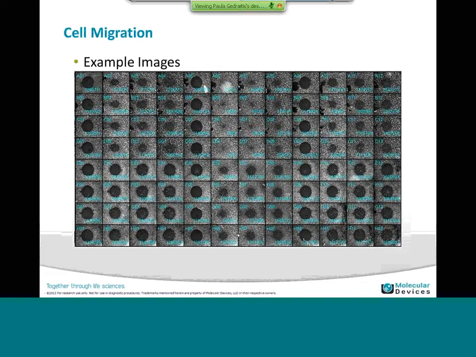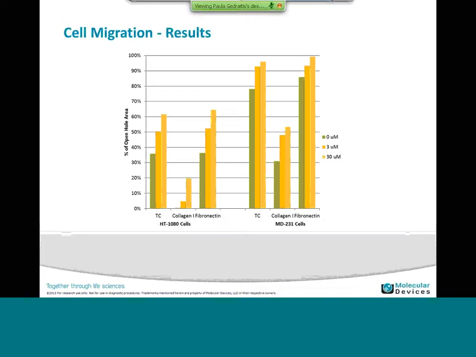And this plate had a few different treatments on it. Just to show you what the results were like, this measurement was the percentage of the whole area that was open. So the lower the number, the more the migration, I believe. Okay.